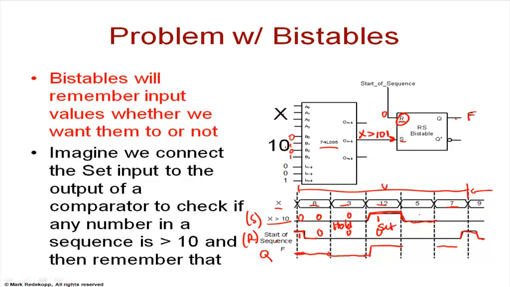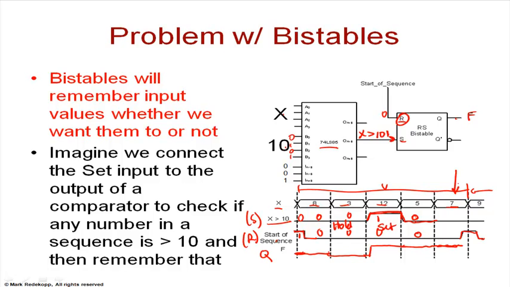But here's the thing. Once X greater than 10 goes away, right? Once it falls to 0, everything's back to the normal value. What will happen to F? It will stay at 1 because 0, 0 is the hold case. And in fact, then it will be remembered until we reset it, all the way out here.